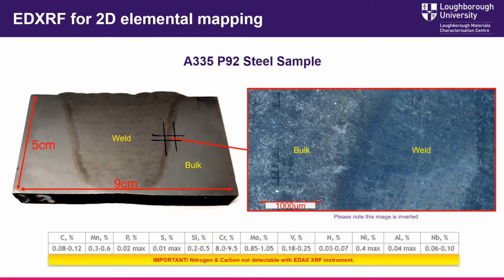The sample analysed was a welded A335 P92 steel sample. The exact location is at the weld-bulk interface as shown in the left image. The right image was taken with a stereo microscope to show better surface detail. Please note that carbon and nitrogen cannot be mapped with most XRF spectrometers.